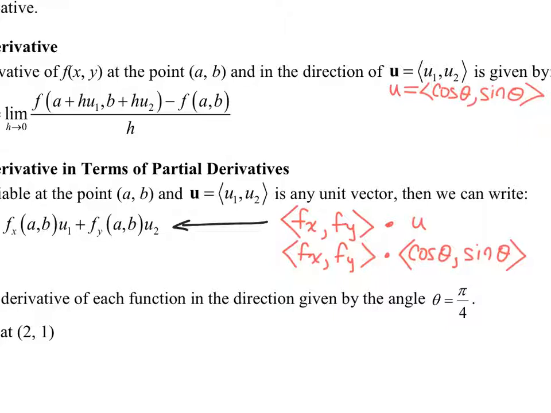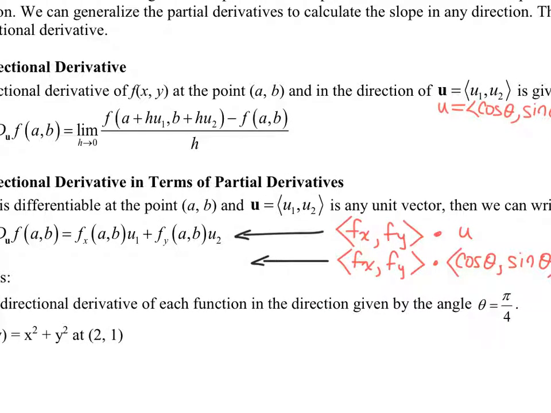But you could also get an alternative form, which I think is a more useful form, that involves the angle. Now, you don't always know the angle, but when you do, it's very meaningful. So we would say partial with respect to x times cosine theta plus partial with respect to y times sine theta.